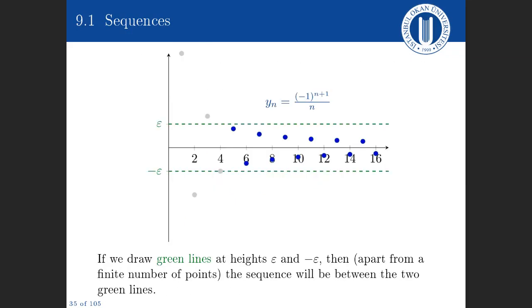What we could do is draw two green lines, a green line at height epsilon and a green line at height minus epsilon. And then at the start of the sequence, there's a few points which are outside these lines, but apart from those, the rest of the sequence is going to be between the green lines.